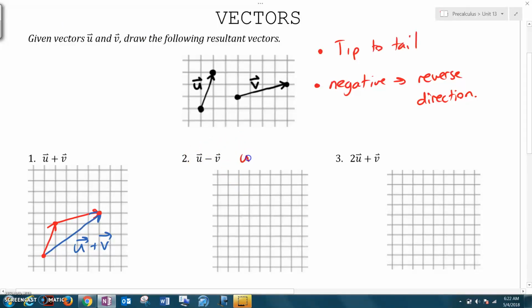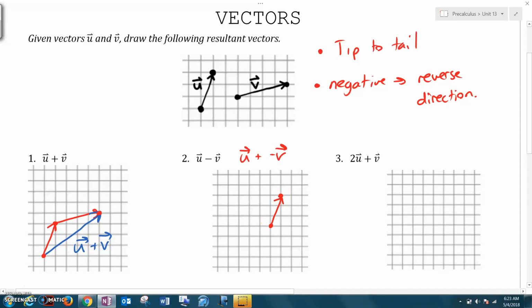So now for number 2, there's a difference because we have a minus sign. I like to rewrite this as u plus, so it's just like the last one, a negative v, which means I want v to go the opposite direction. It's going to go down and to the left, which means I'm going to start more in the middle. I'll start right here for u, because vectors don't matter where you start or end, it's just what you're doing with them. So there's u.